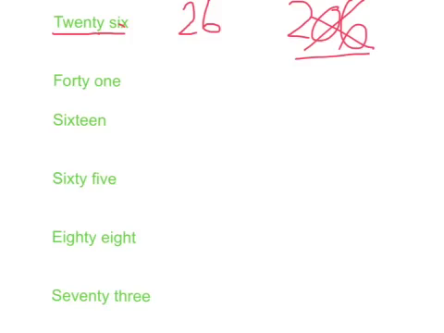Okay, let's have a look at the next one. It says forty-one. Okay, so I start with this part first, the forty. Now remember, it's got a little bit extra on the end there, so I'm just going to put 4 in the tens column and then a 1 in the ones column to write 41.